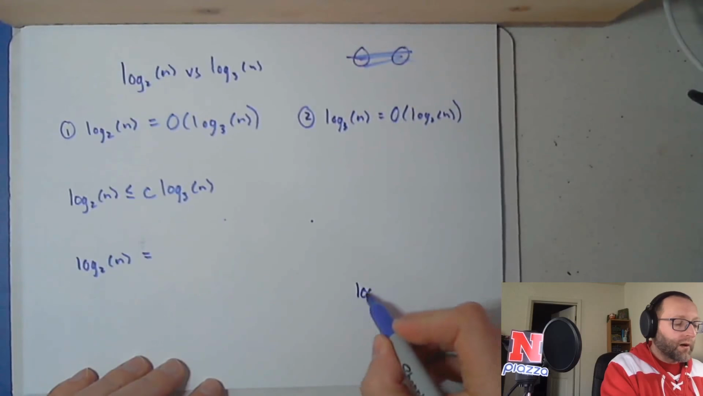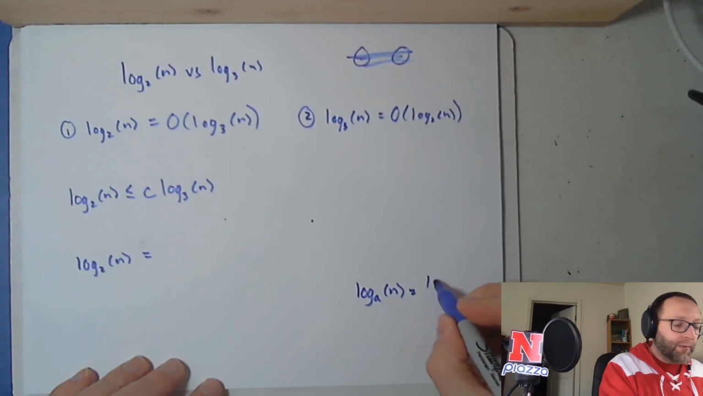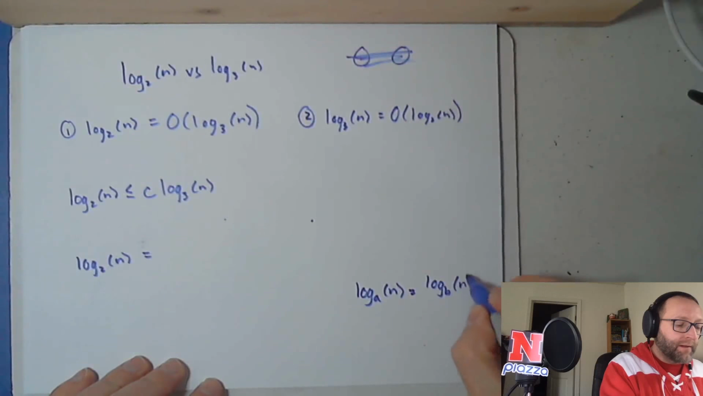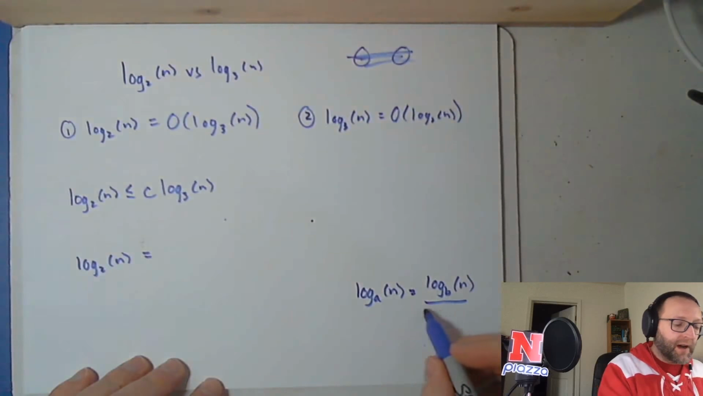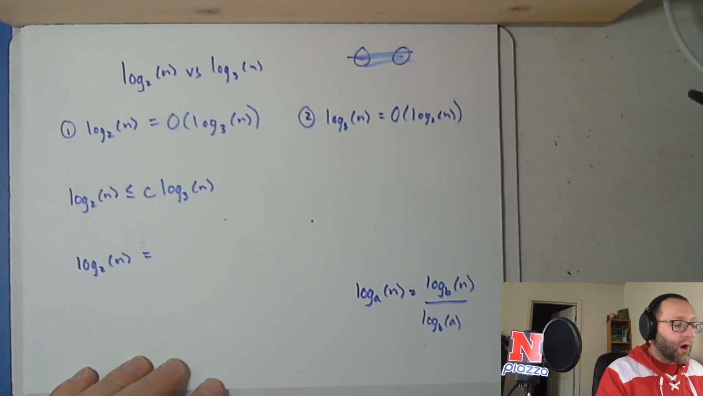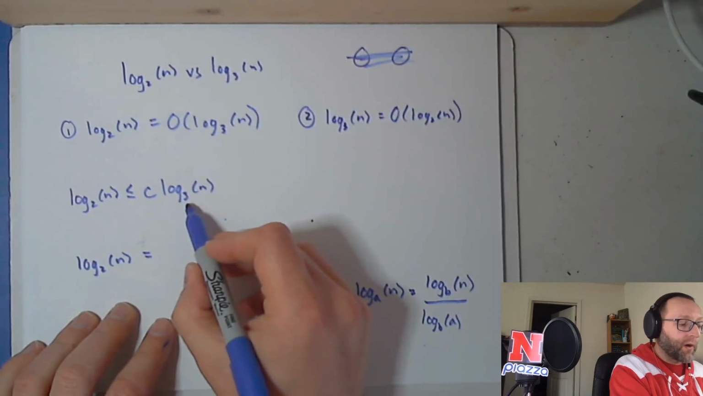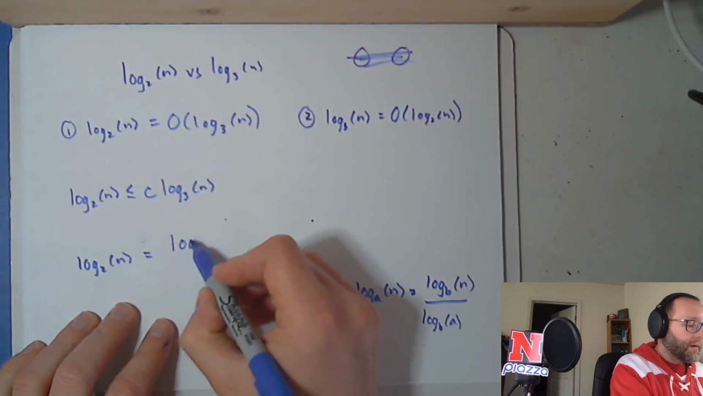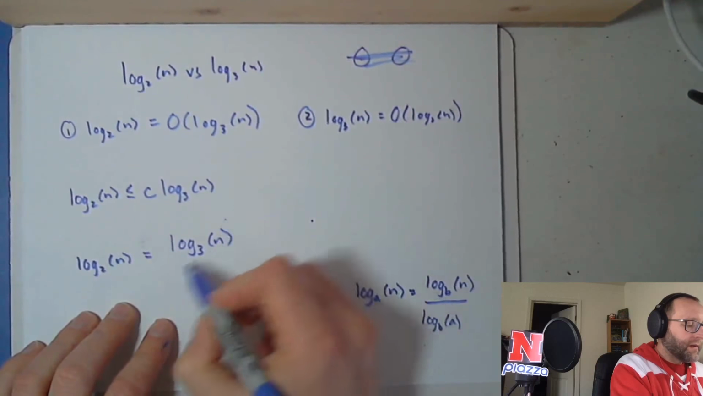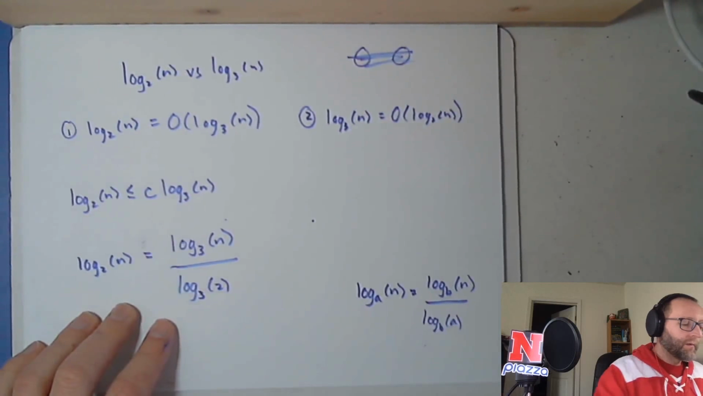Remember that the log base A of n can be changed to any other base, log base B of n. All you have to do is divide out by log base B of A, which is a constant. A is constant, B is constant. So all we have to do is apply this change of base formula here to get it to look like the right-hand side. Log base 3 of n divided by log base 3 of 2.